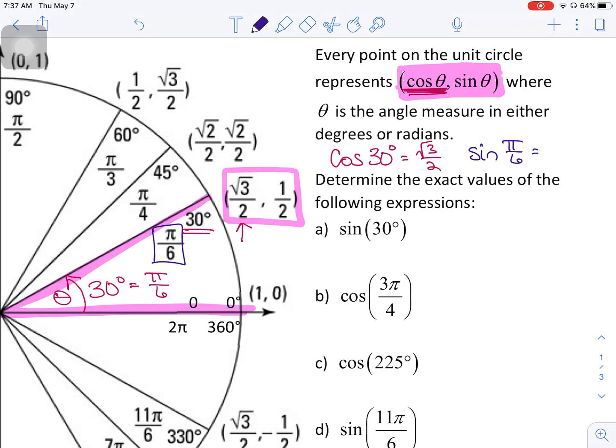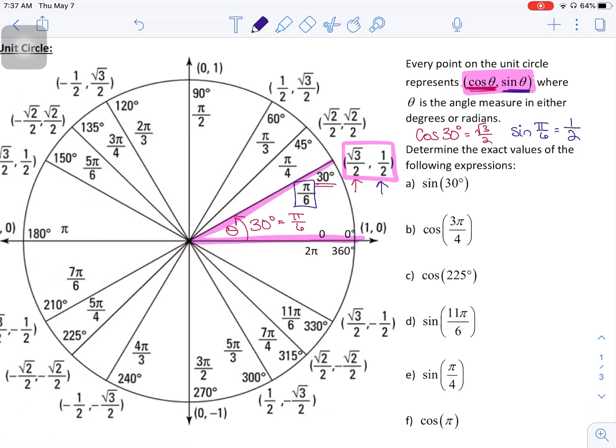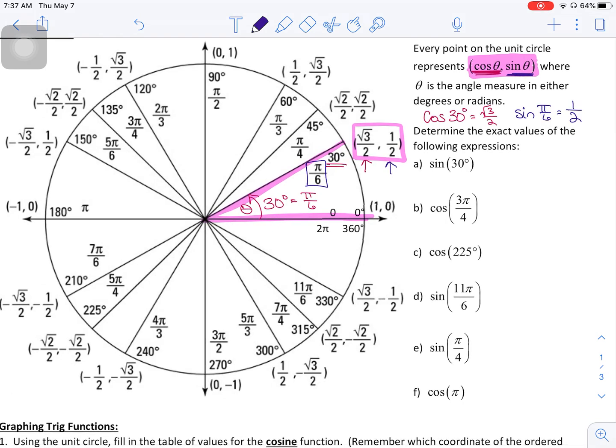But sine is the y value of your ordered pair. So I'm going to come over to my ordered pair here. I'm going to look at my y value. And I'm going to tell you that the sine of pi over 6 is 1/2. Okay? So this is, again, using the unit circle for finding specific information. So I'm going to spend a little bit of time going through these little practice problems right here. And you'll notice some of them are in degrees, some of them are in radians. We have things that are more than 180. That's okay.